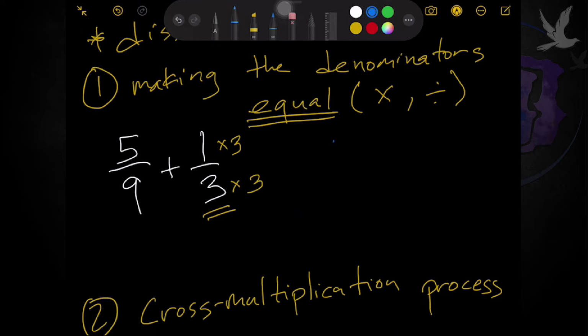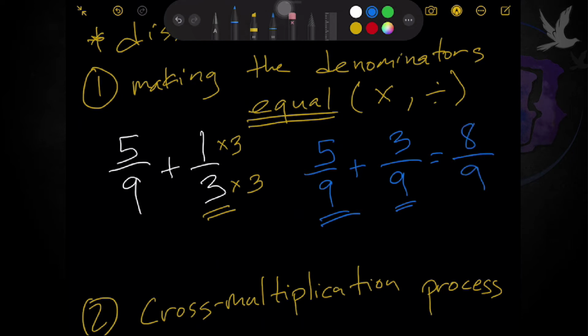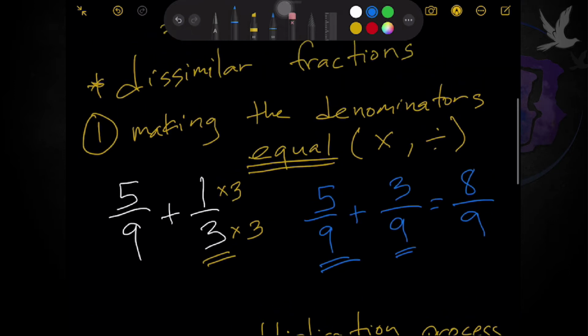Rewriting everything, we have 5 over 9 plus 1 times 3 is 3, 3 times 3 is 9, and now we have similar fractions. All we have to do now is to copy the denominator and add the numerators, which will give us 8 over 9. Okay? So this is how you basically deal with dissimilar fractions in which their denominators can be the same.